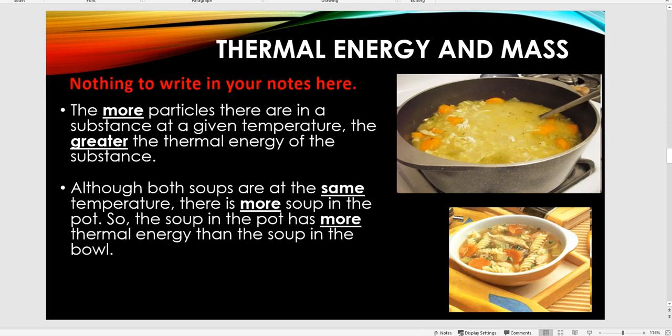Thermal energy and mass. Let's see how those two factors are related. There's nothing to write in your notes right here. The more particles there are in a substance at a given temperature, the greater the thermal energy of the substance. So mass does affect thermal energy. If you have more of something, you have more thermal energy, even though the temperature is the same. I'll say that again. You can have more thermal energy if you have more mass of an object, or a liquid, or a gas. But the actual temperature could stay the same.